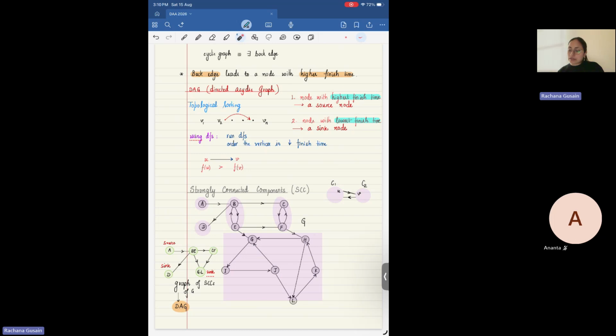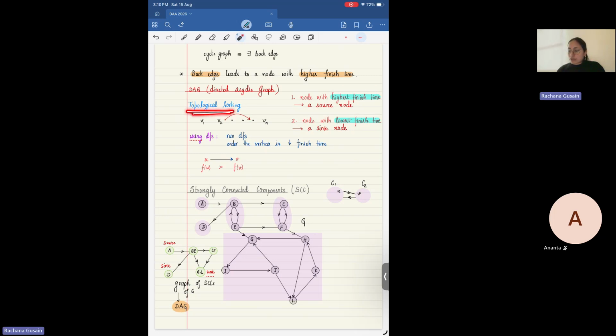Let's say it's a directed graph and it has a cycle. It is equivalent to saying that there must exist at least one back edge, because only a back edge can create a cycle. So if I have a directed acyclic graph where there are no cycles and I do a DFS on this, I'll not get any back edge. So all the edges are going to be either tree edge or forward edge or cross edge.